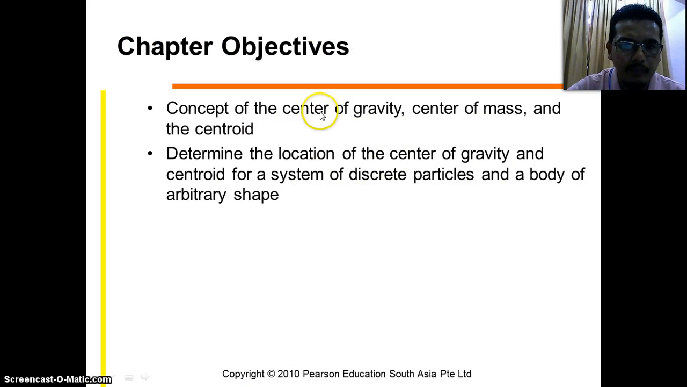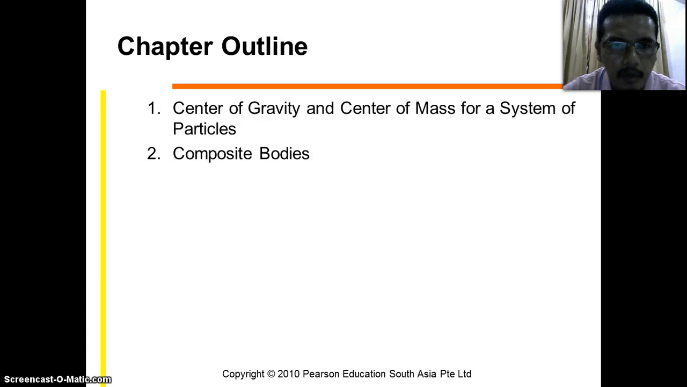Basically we have two main objectives in this chapter. The first one is to understand the concept of center of gravity, center of mass, and centroid: what is the center of gravity, what is the center of mass, and what is the centroid. Then determine the location of the center of gravity and centroid for a system of discrete particles and a body of arbitrary shape. The outline for this chapter has only two parts. First, we need to learn about the center of gravity and center of mass for a system of particles. The next one is the composite body.